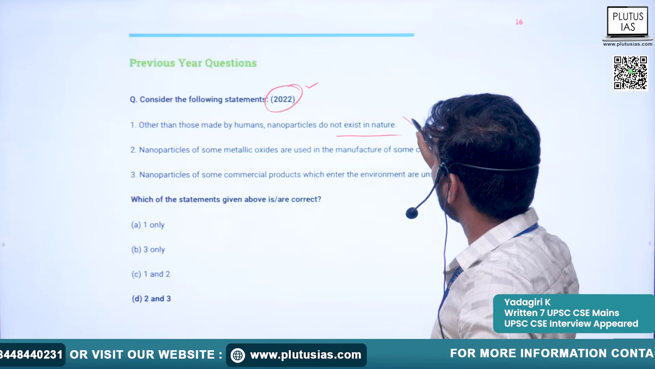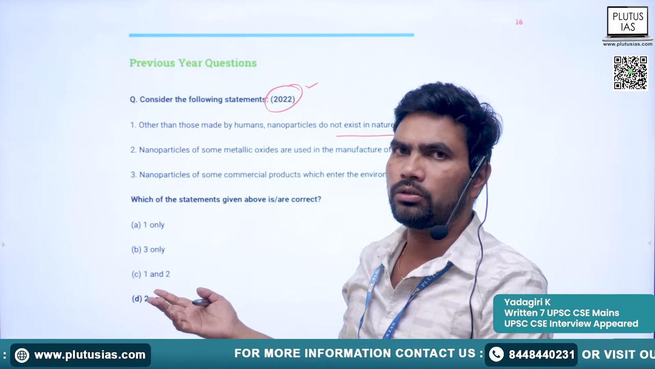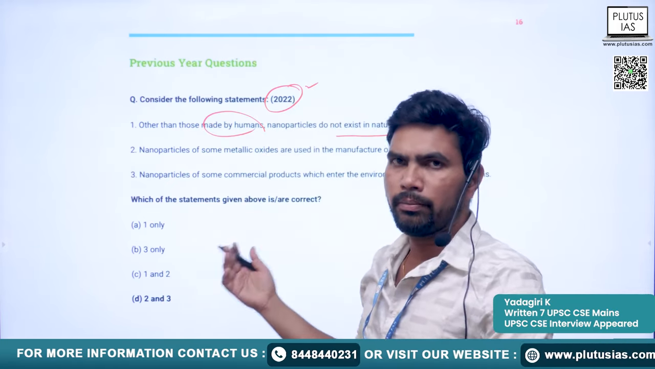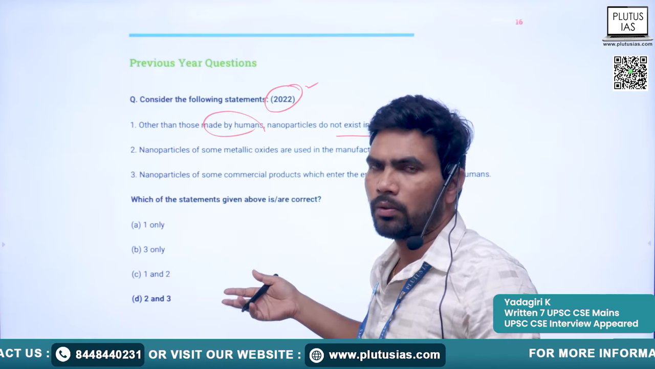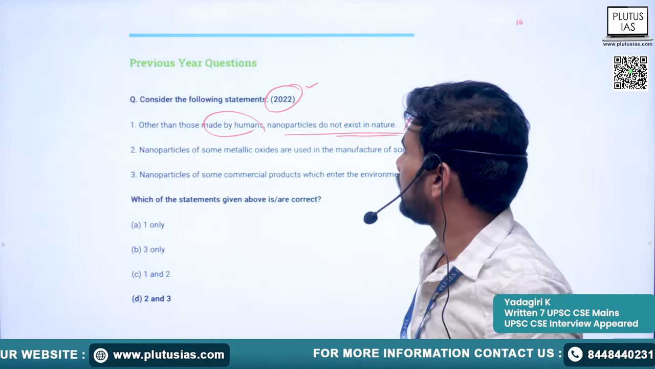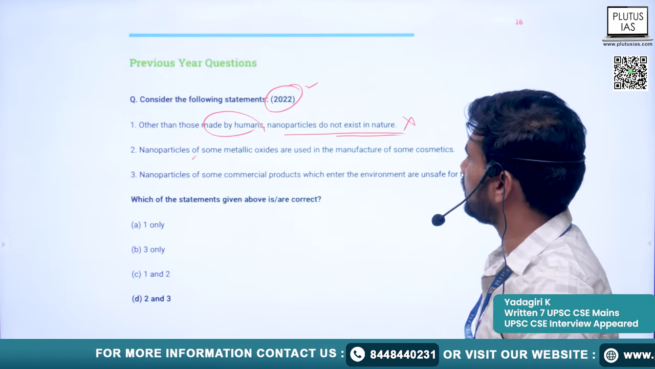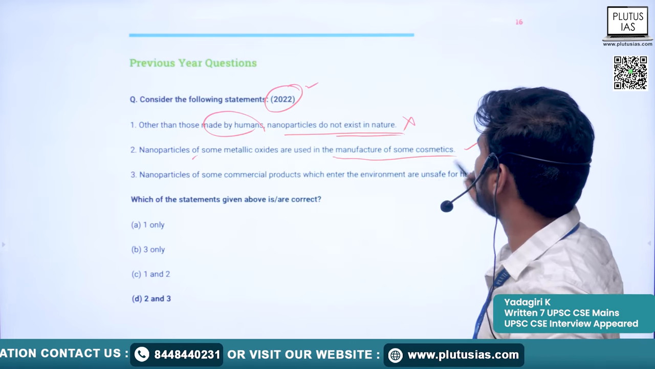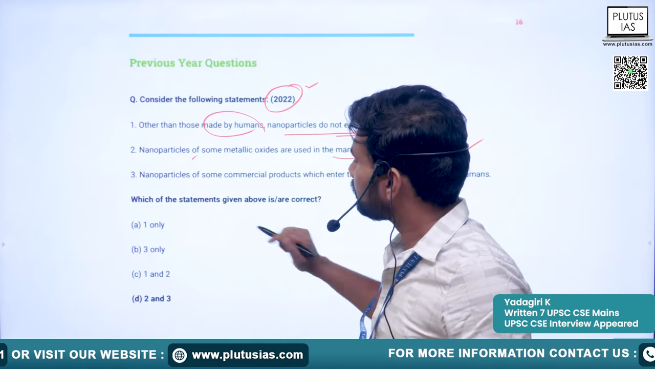So this is a wrong statement. Nanoparticles also exist in nature, naturally also. So anyway, a human is making them and utilizing them, and we have just now seen a lot of applications of those nanoparticles, but they are there in nature from the beginning. Right. Second statement, nanoparticles of some metallic oxides are used in the manufacture of some cosmetics. So we have seen this. Yes, nanoparticles are being used in cosmetics.